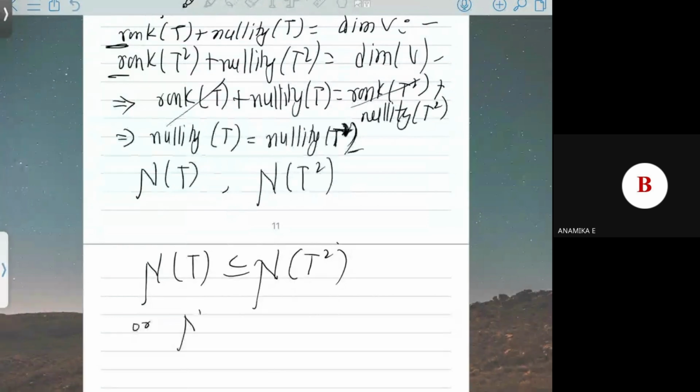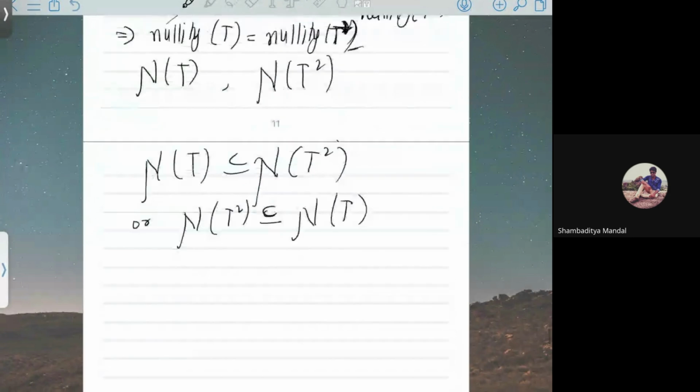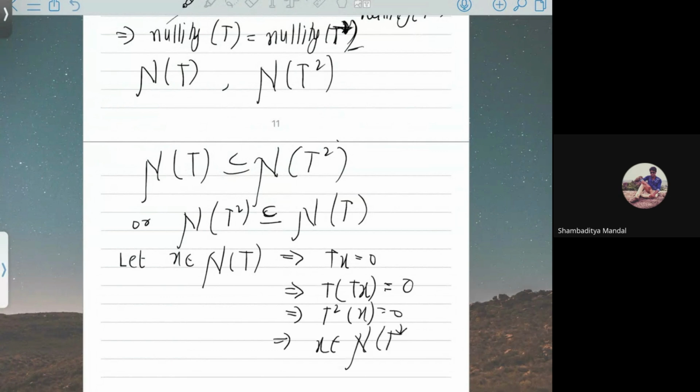Or this is right? The first one. Why? Okay, let us just verify. Let X be in null space of T. So this implies TX is equal to 0. So this implies that T of TX is equal to 0 because this is a linear transformation, right? So this implies T square X is 0. So this implies that X belongs to null space of T square. So this one is right.